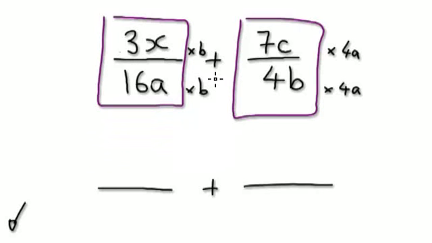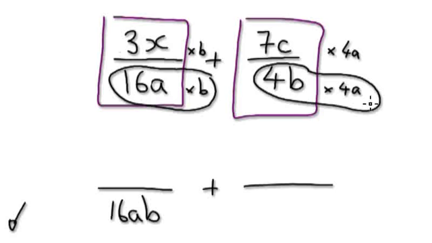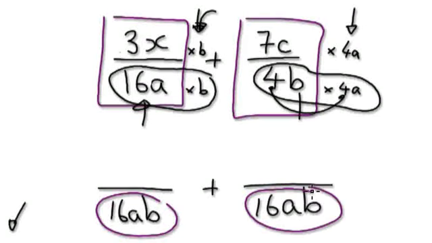Okay, so this time 16a times b will be 16ab. Okay, and over here 4b times 4a, well 4 times 4 will be 16, and then you've got a times b, so it's going to be 16ab. Okay, the hardest part is figuring out what you need to times top and bottom by. You just have to develop your own technique, but the important part is getting the two denominators to be the same. Like, 16ab, 16ab.